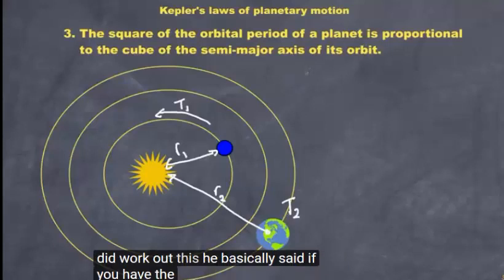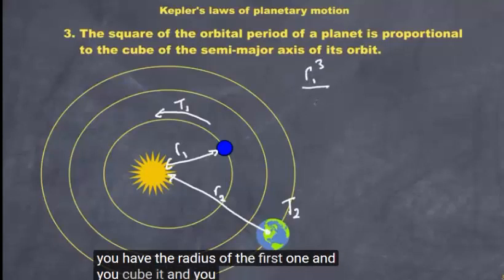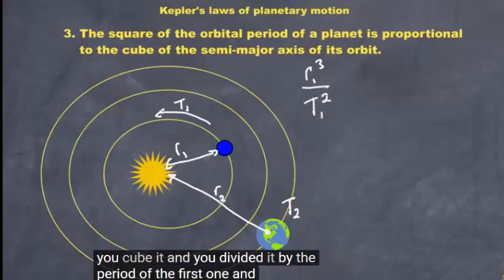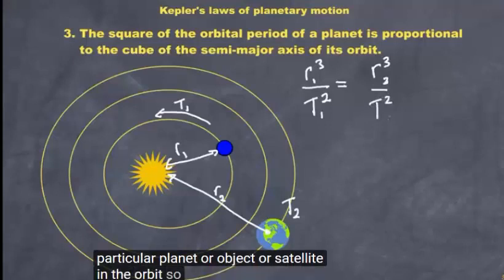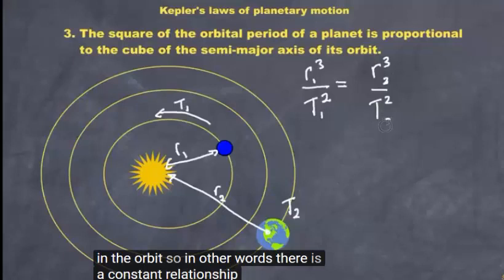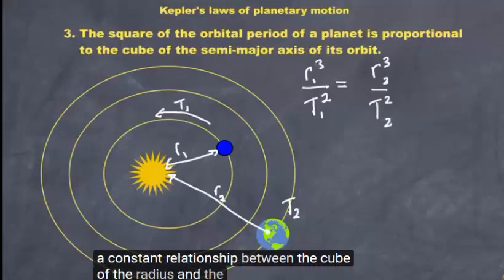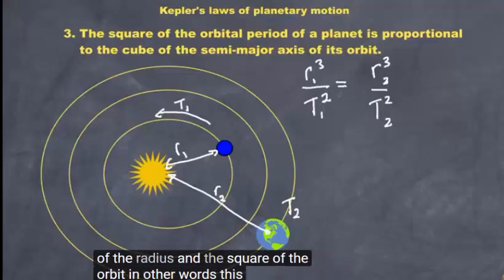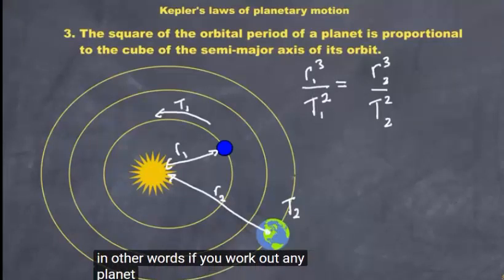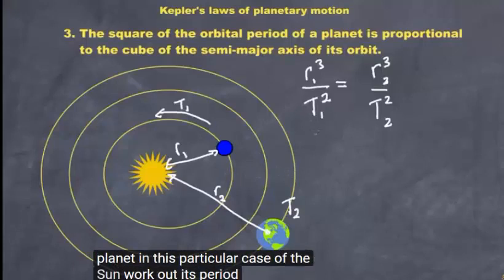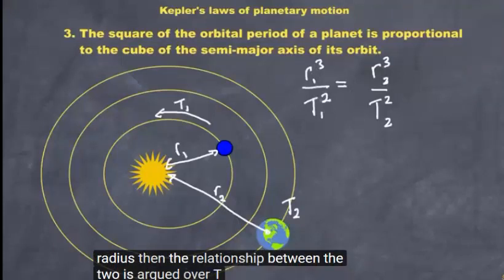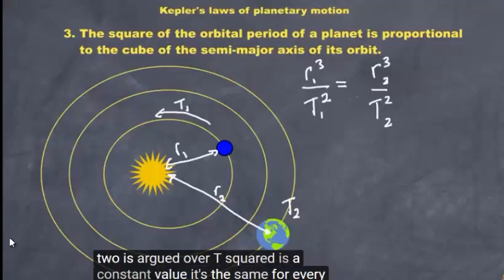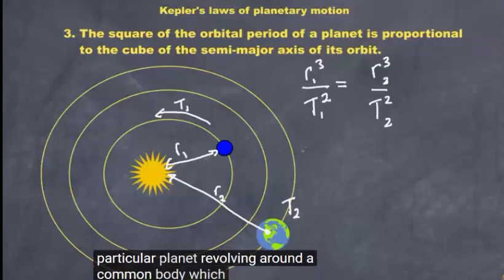He basically said if you take the radius of the first one and cube it, and divide it by the period of the first one squared, then that value is the same value if you did this for another planet or object or satellite in orbit. In other words, there is a constant relationship between the cube of the radius and the square of the period. So if you work out any planet's period and its radius, then r cubed over T squared is a constant value. It's the same for every planet revolving around a common body, which is the sun in this case.